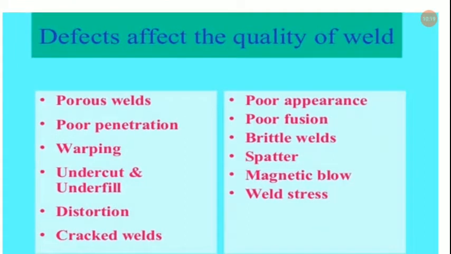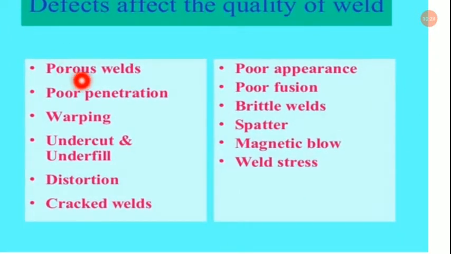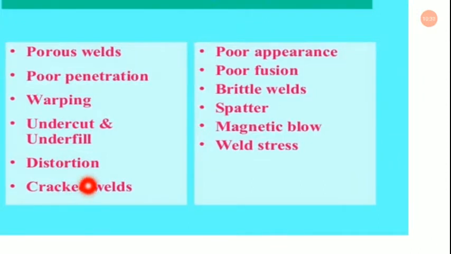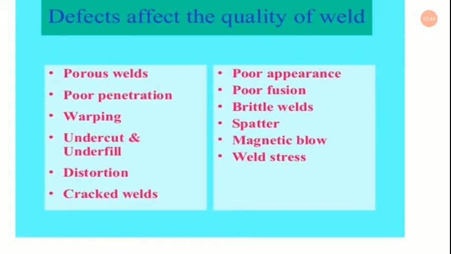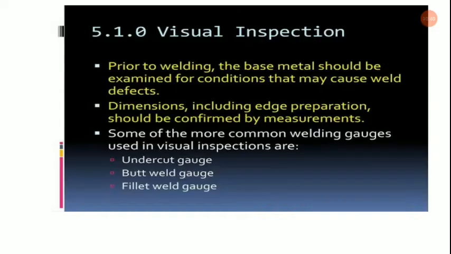Now defects affecting the quality of weld. It is the porous welds, poor penetration, warping, undercut and underfill, distortion, cracked welds, poor appearance, poor fusion, brittle welds, spatter, magnetic blow, weld stress. So these are the defects affecting the quality of weld.